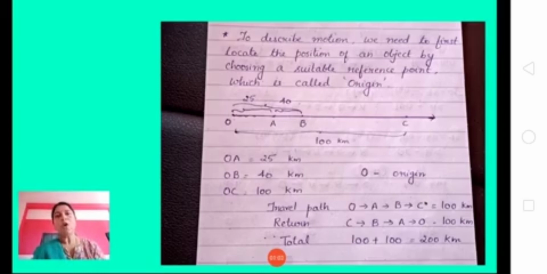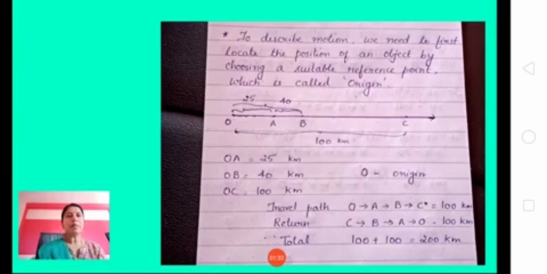Similarly, for describing the motion of an object, we always need a reference point, and this reference point is termed as the origin or the initial point. Now let's see an example. Let's assume it's a straight road which has 4 different points O, A, B and C, and O will be our reference point or the point of origin.